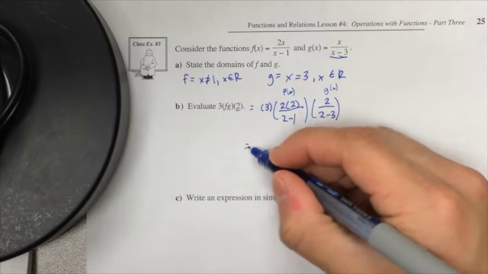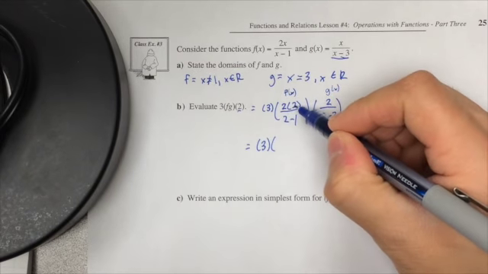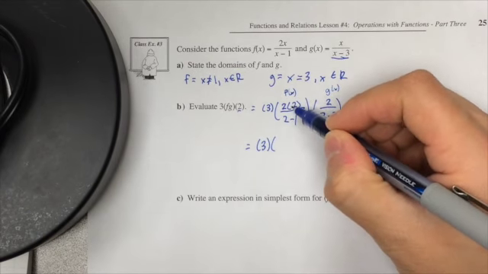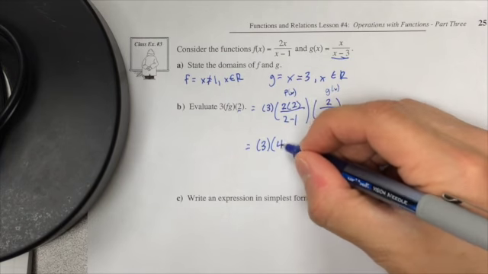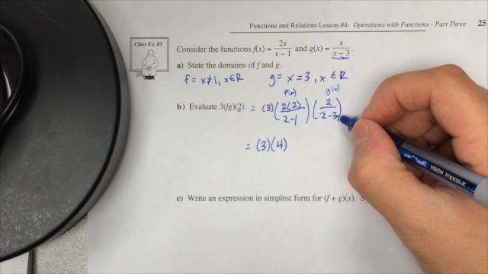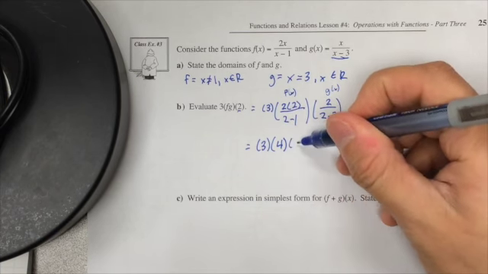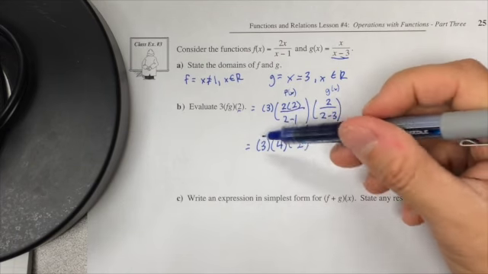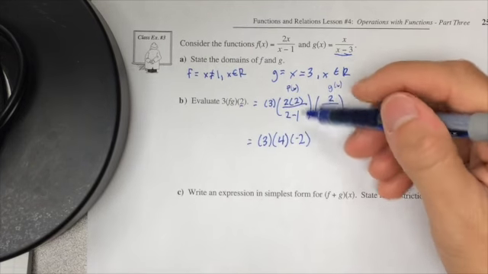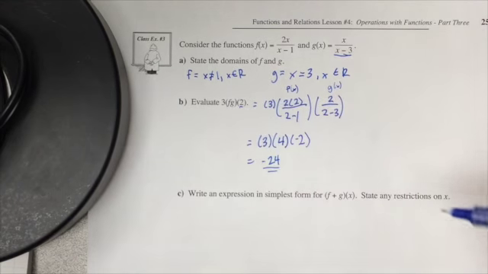And what we'll be left with is 3 times 2 times 2 is 4, 2 minus 1 is 1, so 4 divided by 1 is just 4. And then I'll have 2 minus 3 is negative 1. That's going to be negative 2. Alright, so 3 times 4 is 12, times negative 2 is negative 24. And that's our final answer.